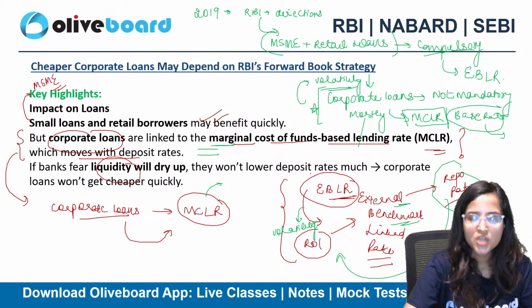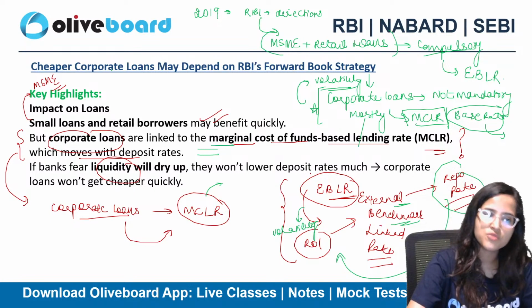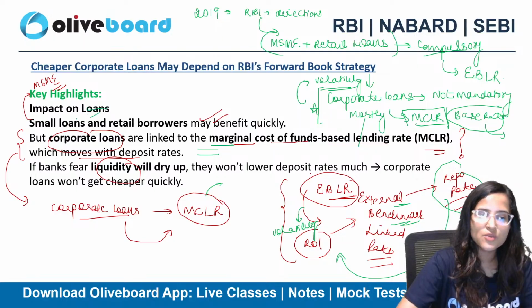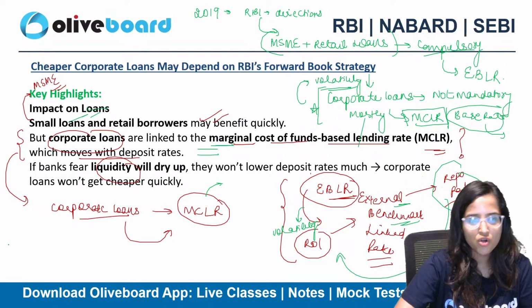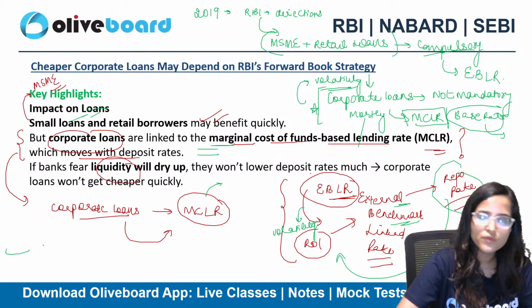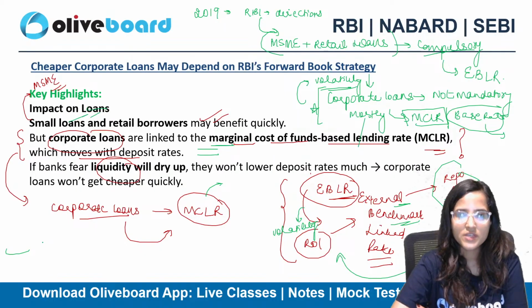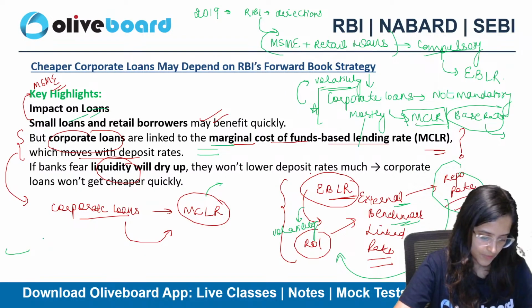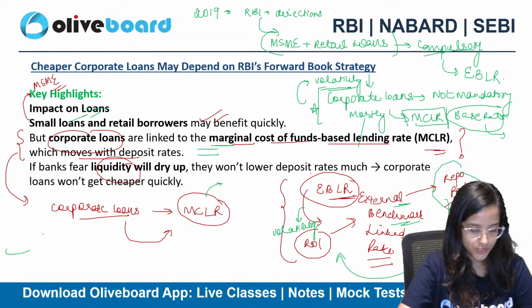ठीक है, इसलिए जो ये corporate loans हैं, they won't become cheap, and the entire reason why we have reduced CRR and repo rate, in order to inject liquidity, in order to improve consumption and investment, वो नहीं हो पाएगा. ठीक है, I hope you have understood.